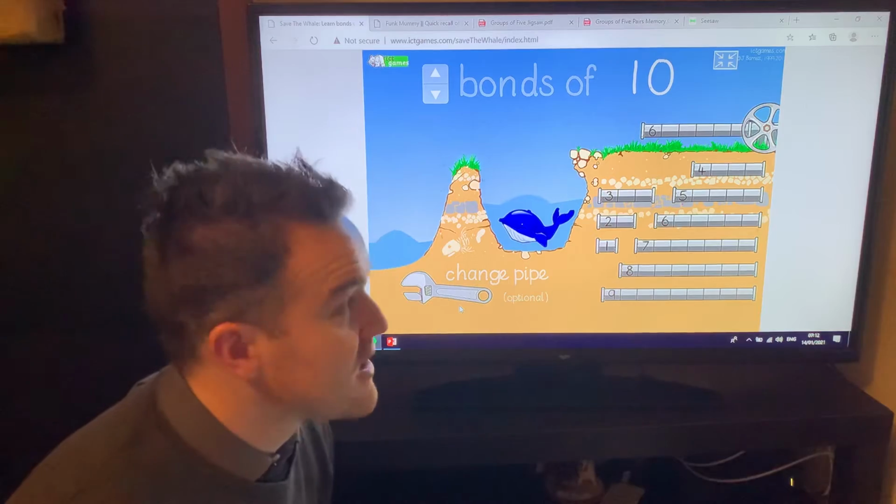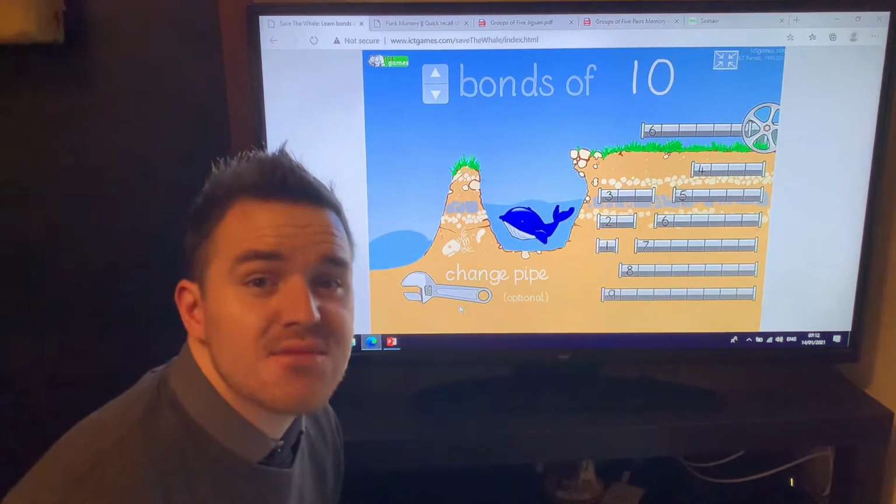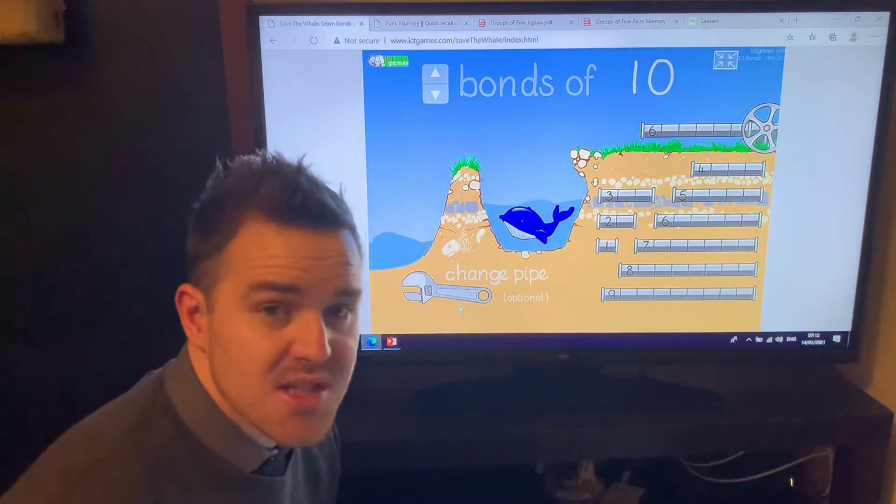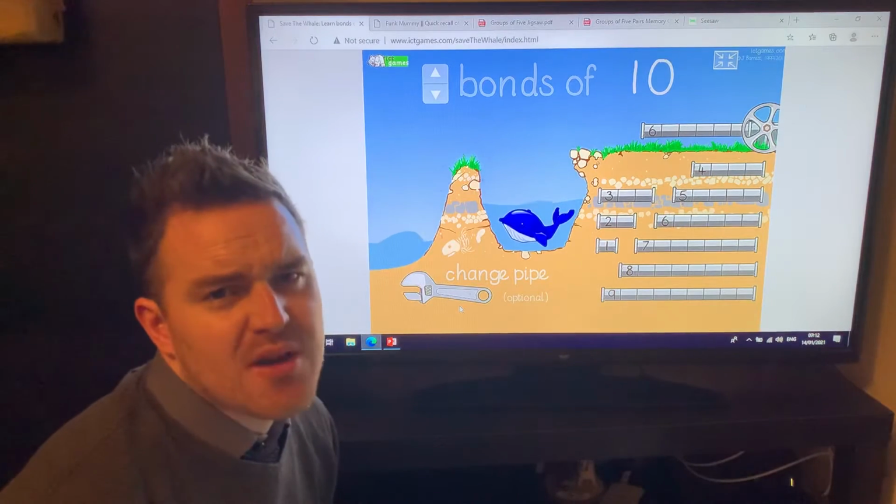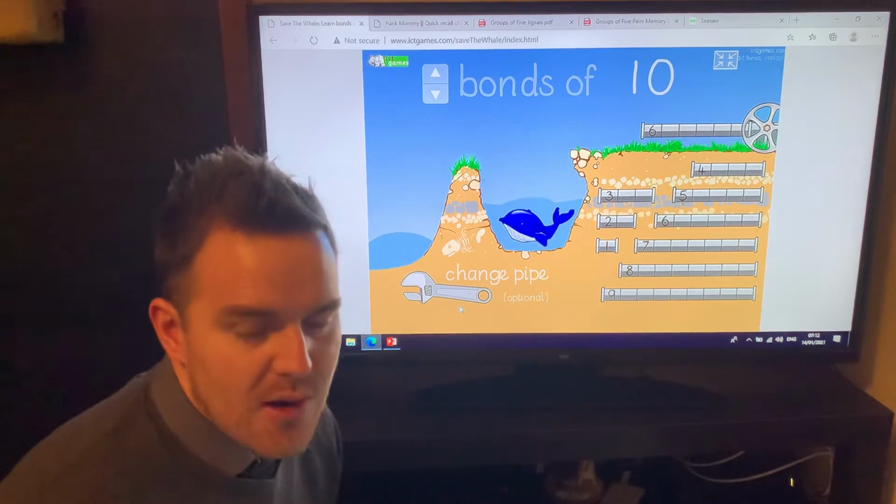Freezing and very rainy. Okay, we're going to start off maths today with a little bit of revision of some of our number bonds to 10. Lots of people know these off by heart, but it's always good to go back and revise the method.